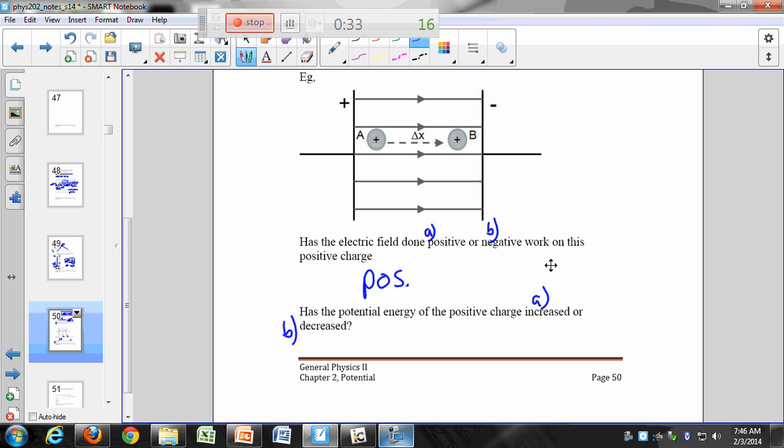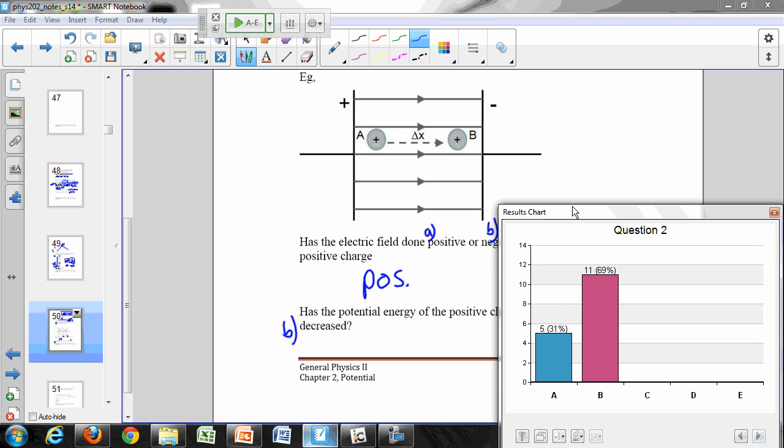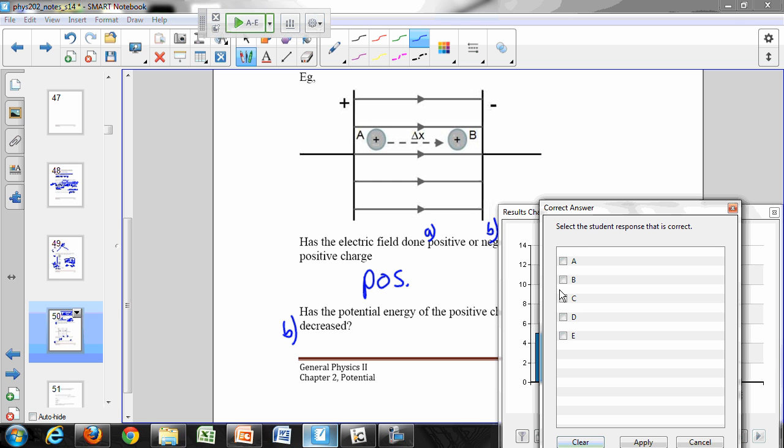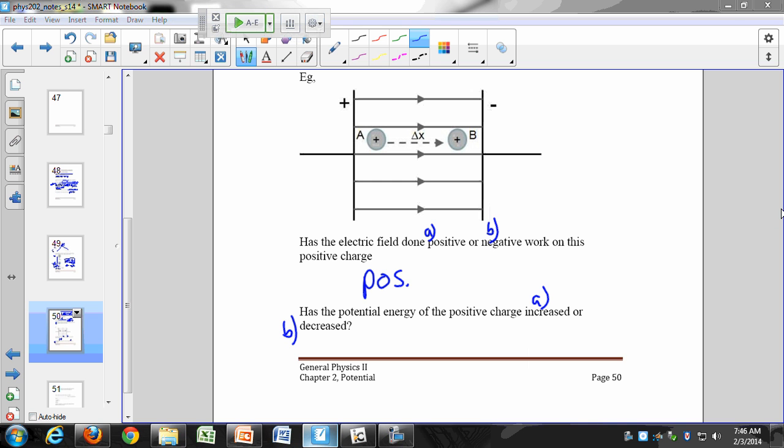Okay, it is B. And this comes about from the argument that the change in potential energy is equal to the negative of the work. And since the work is positive, that means that delta PE is negative. So we have a negative delta PE because our work is positive. Now, if our work was negative, it would be a positive change in potential.